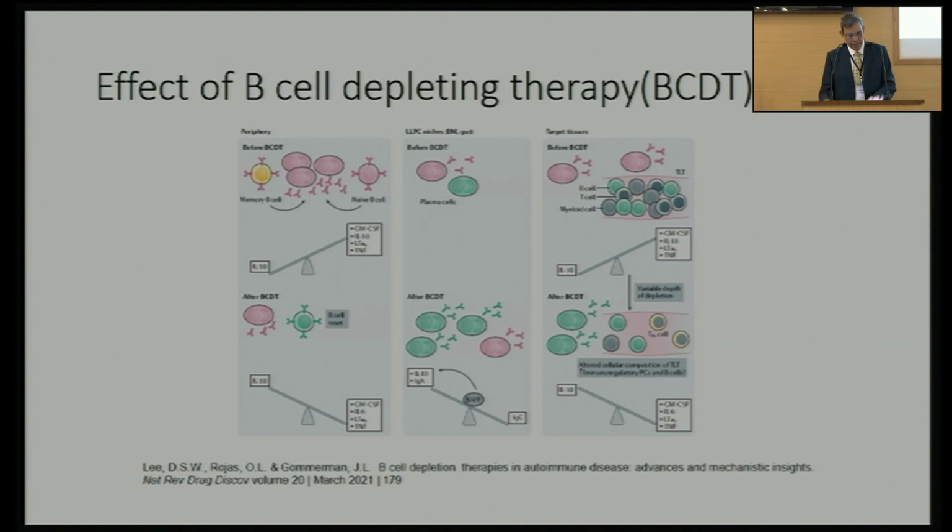In the niche, that is in the bone marrow and the gut, you do deplete them, but again, when you deplete any cell, the body tries to compensate for that, and there will be an increase in the amount of BAFF or TACI ligand which becomes available.